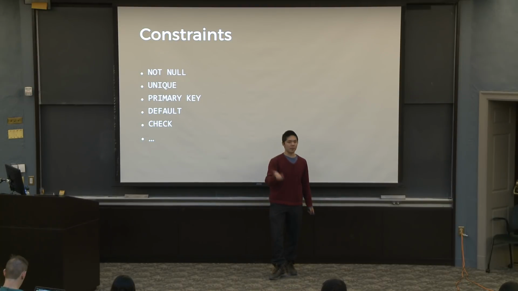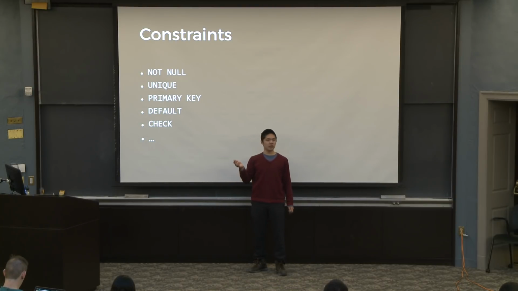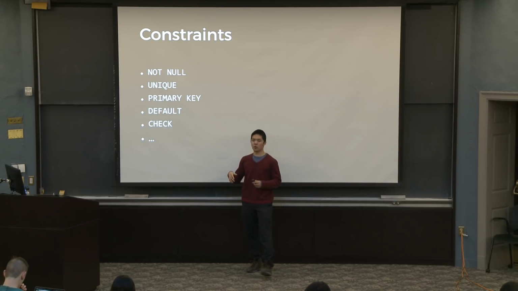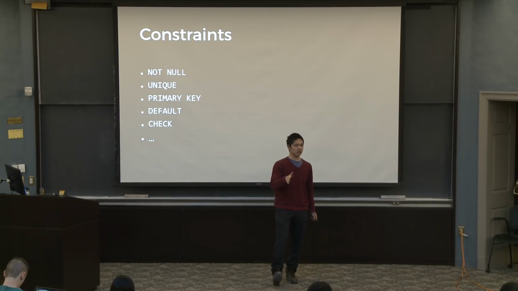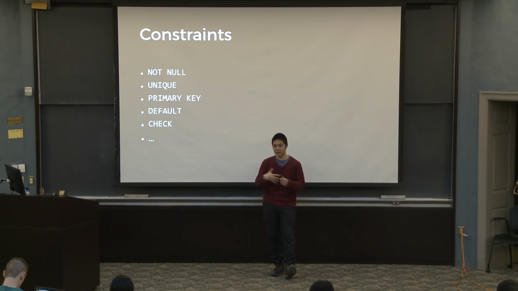Primary key is one that we saw before. Default is something you can use to specify what the default value of a column should be. So for instance, if you wanted to say that the default value of some integer should be 0 or 1 or whatever number you want it to be, you can specify it's an integer column and then say default 0 to mean the default value of the column is 0. If I don't specify a value, here's what the default value should be.